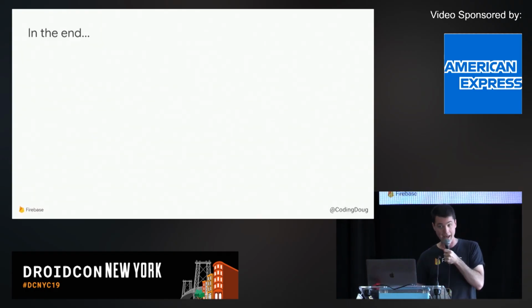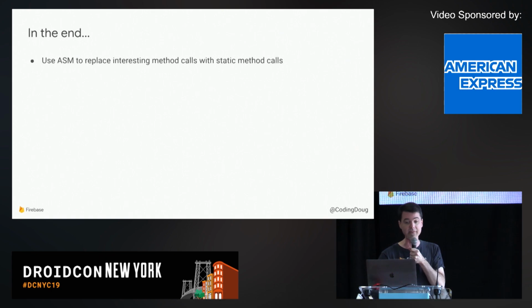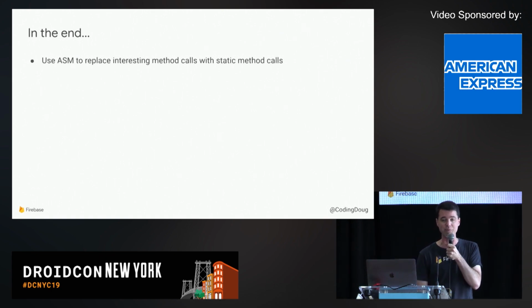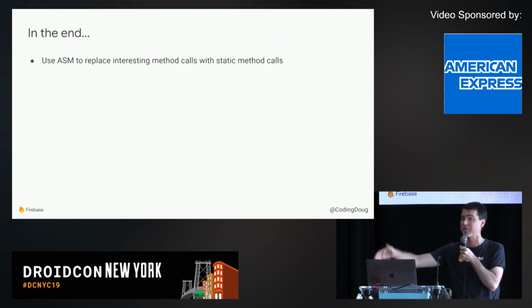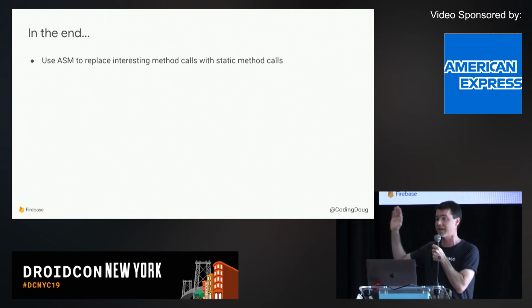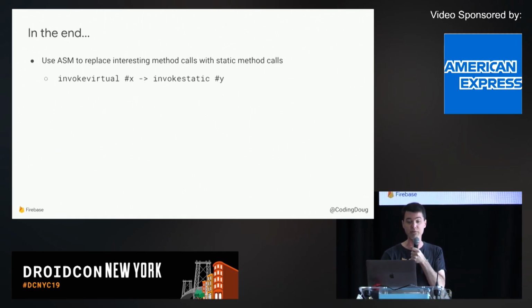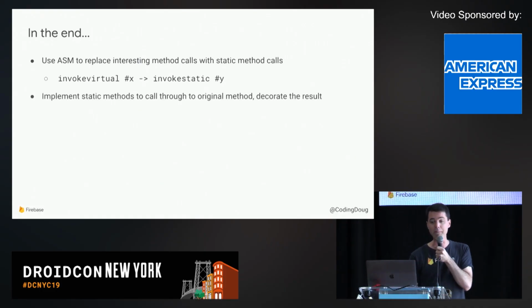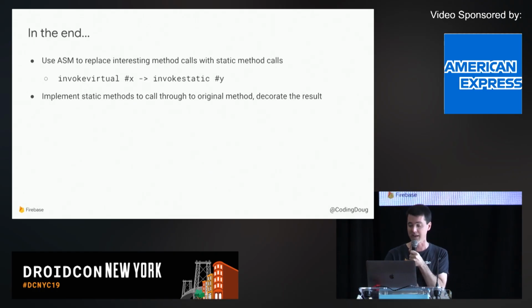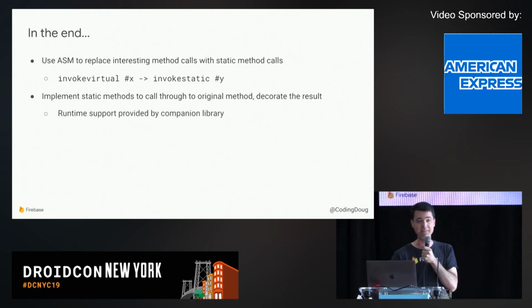Okay, so in the end, what happened here? We used ASM to replace interesting method calls with static method calls. We used that redirection trick to take an instance method and instead call a static method. So we looked for invoke virtuals, changed them to invoke statics. We also implemented the static method calls to call through to the original method, but also decorate the result. So we're returning back to the client something other than what they wanted, but still behaves like what they wanted and adds instrumentation. The runtime support for that is provided by the companion library.